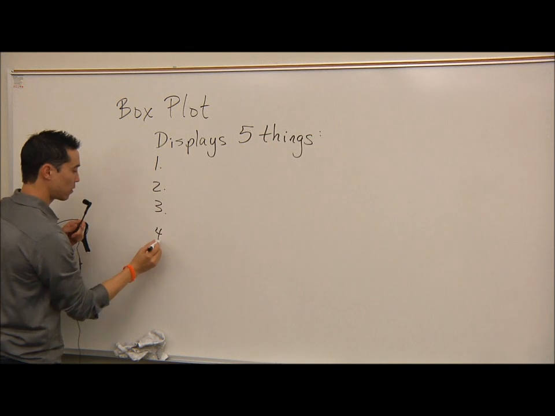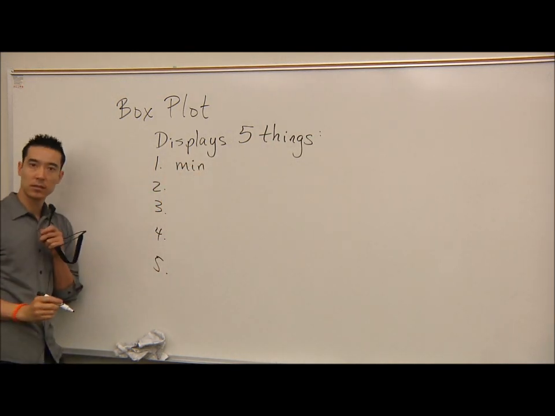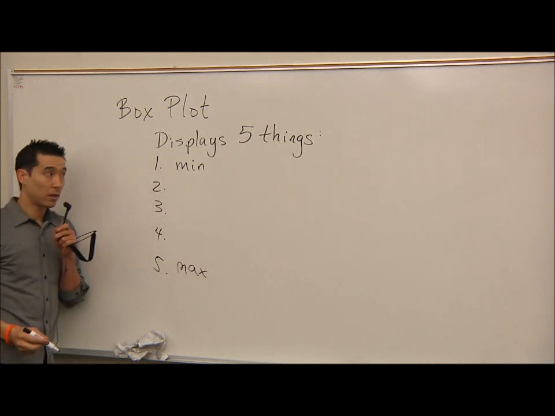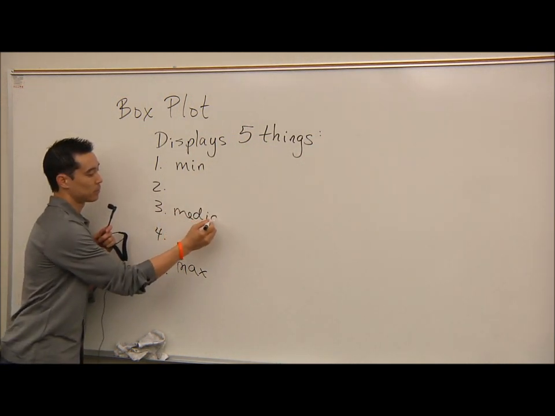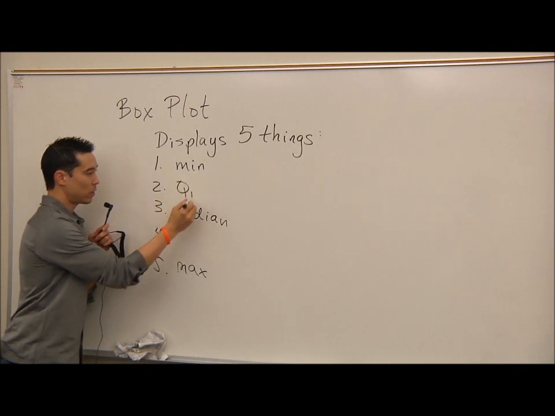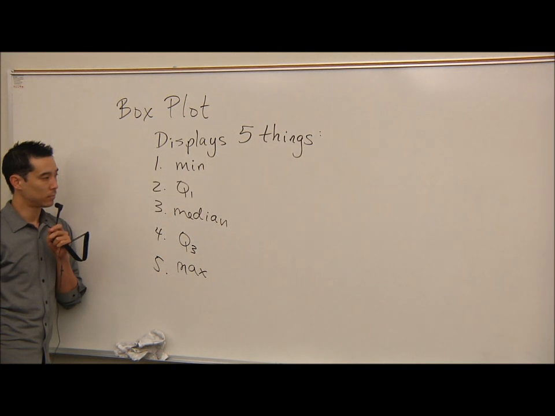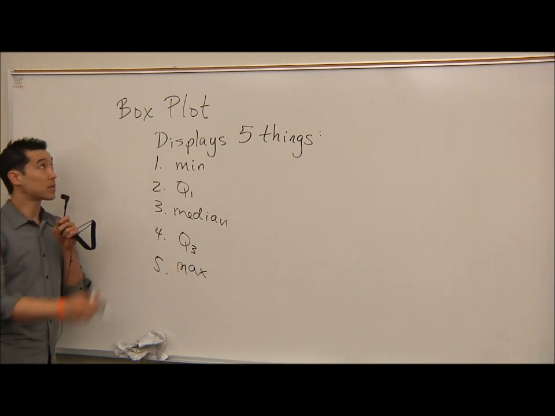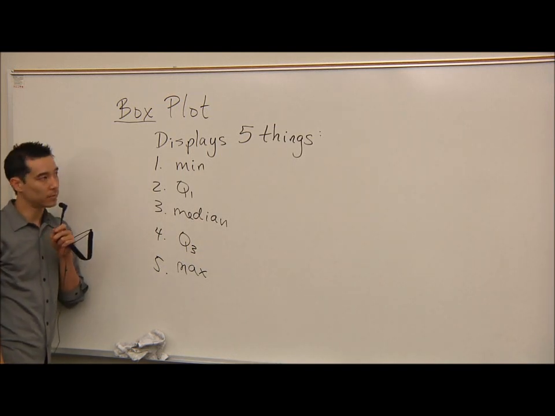Those 5 things are the minimum value in your data set and the maximum value in your data set. Okay? It also displays the median of your data set. And then Q1 and Q3. Okay, so these are the 5 things that it displays. And it's called a box plot because the graph itself looks like a box. Okay, so let's just do an example.